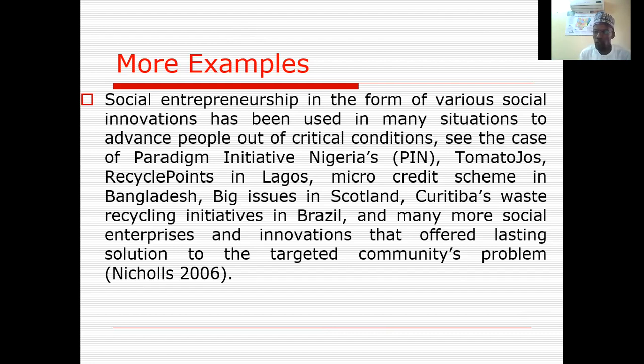We have tomato juice. Tomato juice is a social intervention that helps people, mostly tomato farmers in Nigeria. The initiators discovered that people yearly waste a lot of tomatoes. And at the same time, Nigerian people buy tomato paste from foreign countries. So this guy thought, why not create an organization that will be utilizing the locally produced tomatoes to be producing the tomato paste for the Nigerian market.